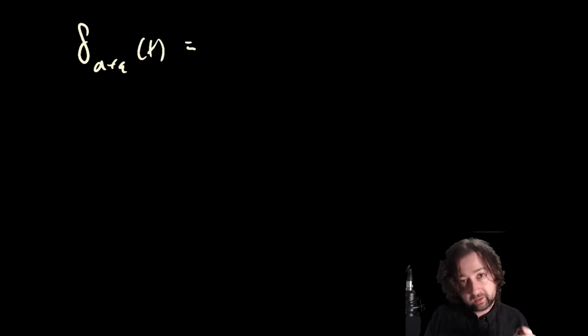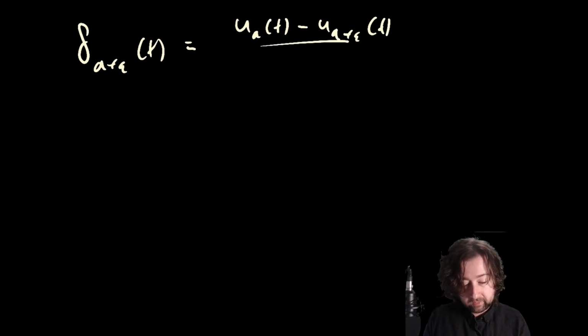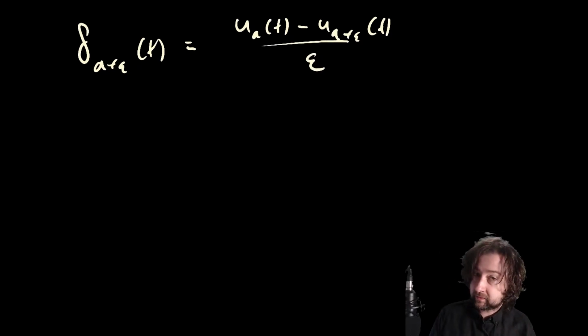So the upshot of what we've just talked about is that delta a plus epsilon of t is a difference of step functions, ua of t minus ua plus epsilon of t over epsilon, which looks like a derivative.